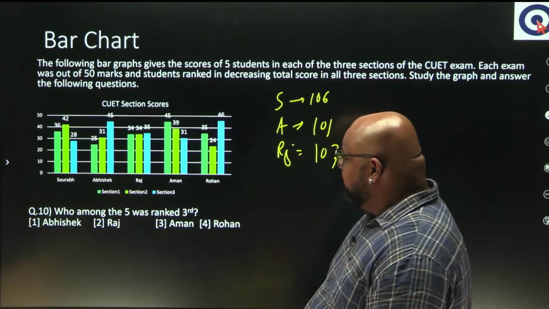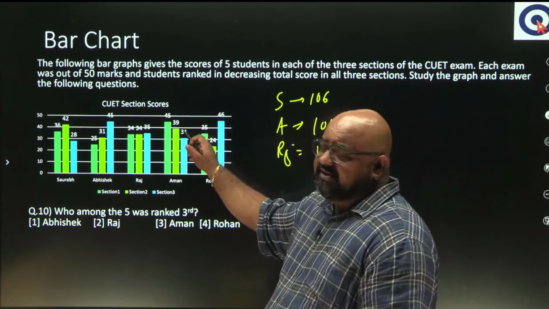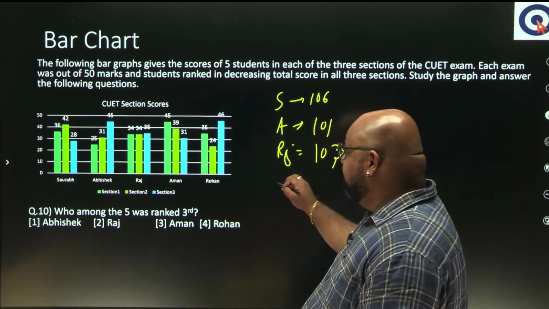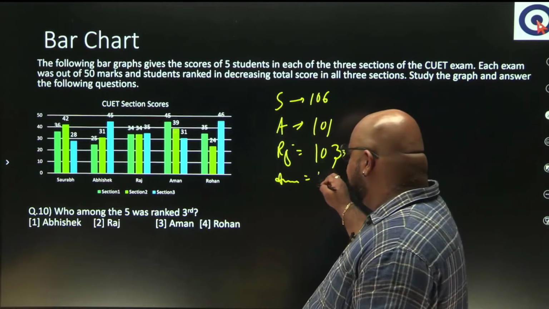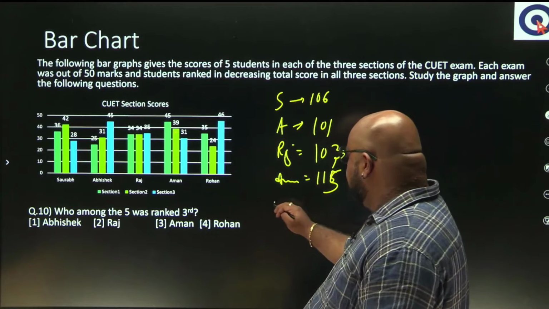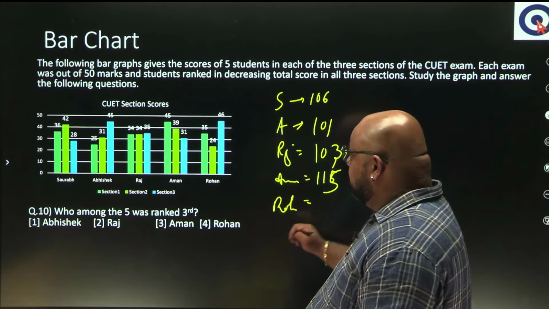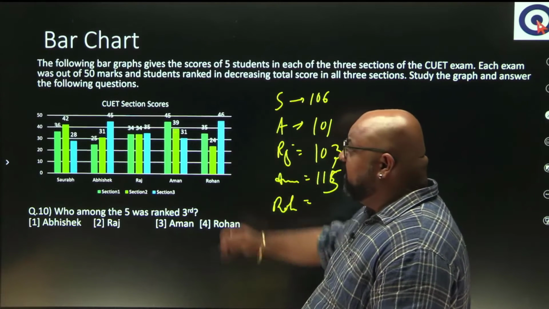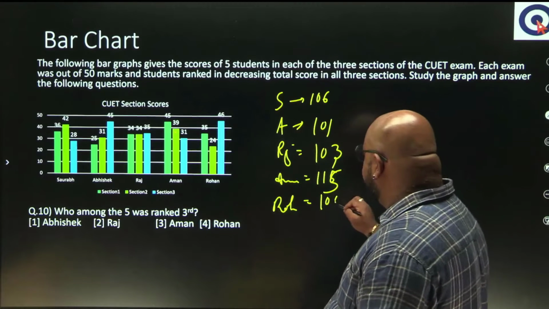For Aman, it would be 39 plus 31 is 70, plus 45, 115. And for Rohan, it would be 46 plus 24, 70, plus 35, 105.